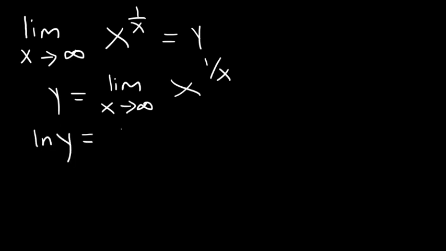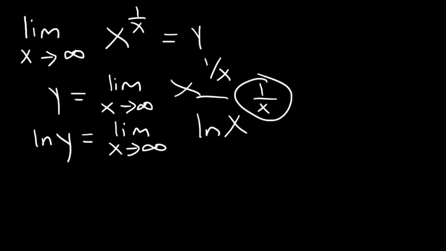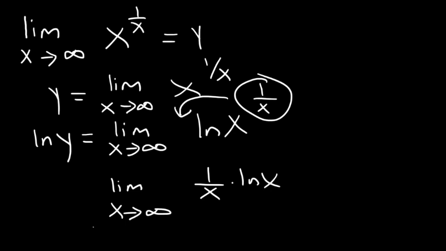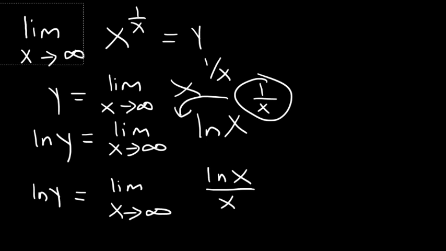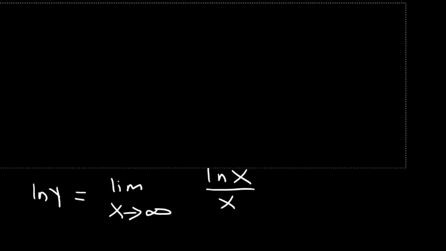Then what we do, we take log on both sides. So log y will be limit x tends to infinity log x to the power 1 by x. Now since it is the power, it can be brought to the beginning. So it will be limit x tends to infinity 1 by x log x. So log y is limit x tends to infinity log x divided by x.